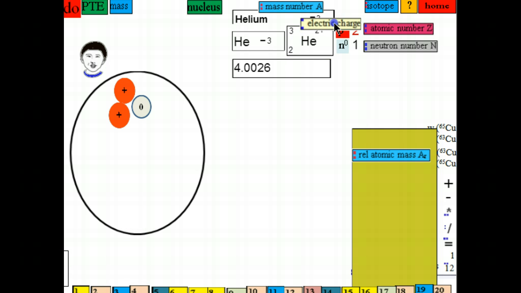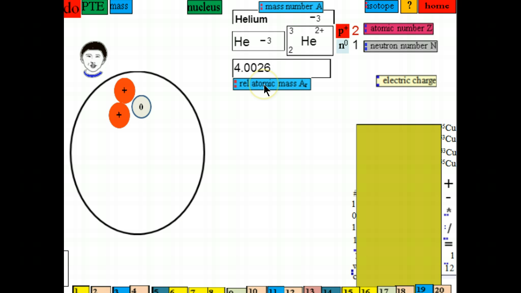And in our chart, on our table here, the electric charge is 2+. The 4.0026 is the relative atomic mass number A_R that you find in your periodic table listed above the symbol of the element.